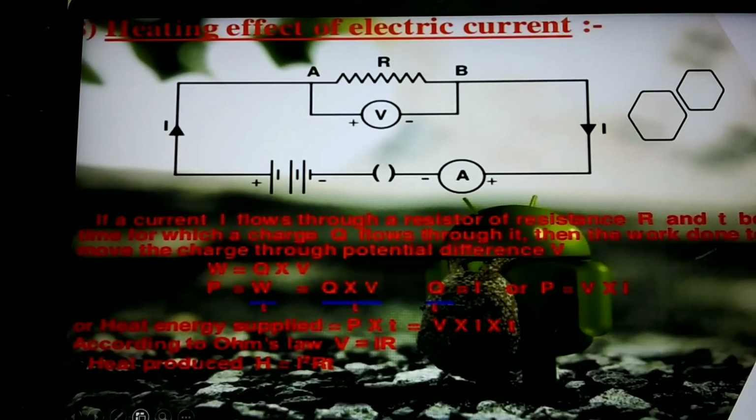Once again, heating effect of electric current. If current I flows through a resistor of resistance R, and T is the time for which a charge Q flows through it, then the work done to move the charge through potential difference V is W = VQ. P = W/T = QV/T. Heat energy supplied = P × T = VIT. According to Ohm's law, V = IR. Heat produced H = I²RT.